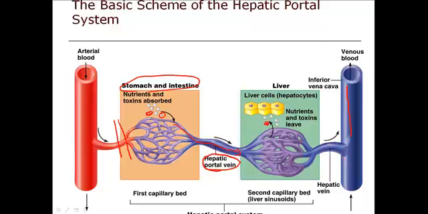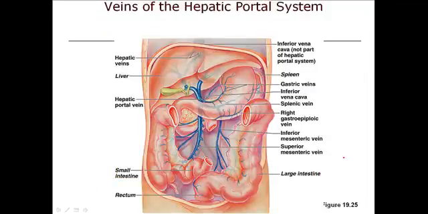I hope that's clear. If not, you email me and ask me. So again, here are the veins of the hepatic portal system. These mesenteric capillaries are going to take the blood up the hepatic portal vein into the liver, where it gets processed, and then it's delivered back into the inferior vena cava and returned to the heart.